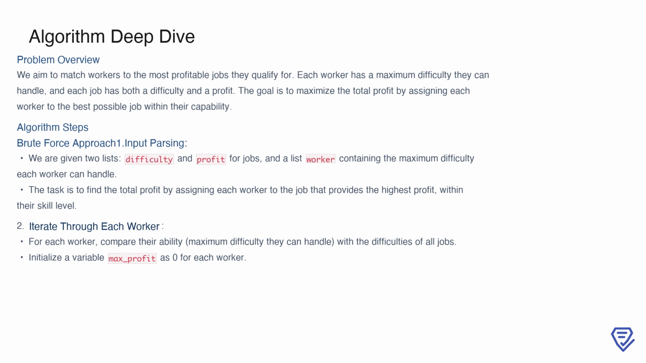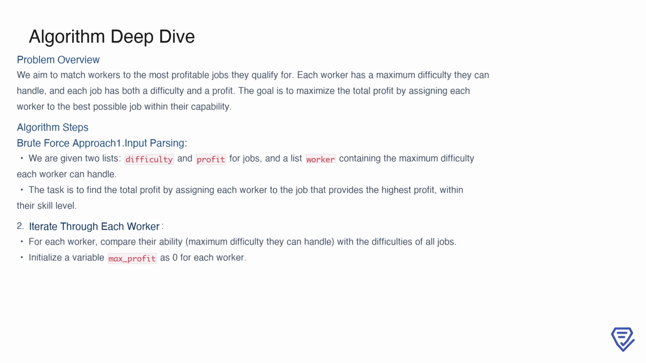The goal of this problem is to assign workers to jobs in a way that maximizes the total profit. Each worker has a maximum difficulty they can handle, and each job is defined by a difficulty level and a profit value. For every worker, we want to find the job with the highest profit they qualify for, based on their skill level. To solve this, the brute force approach begins with input parsing.